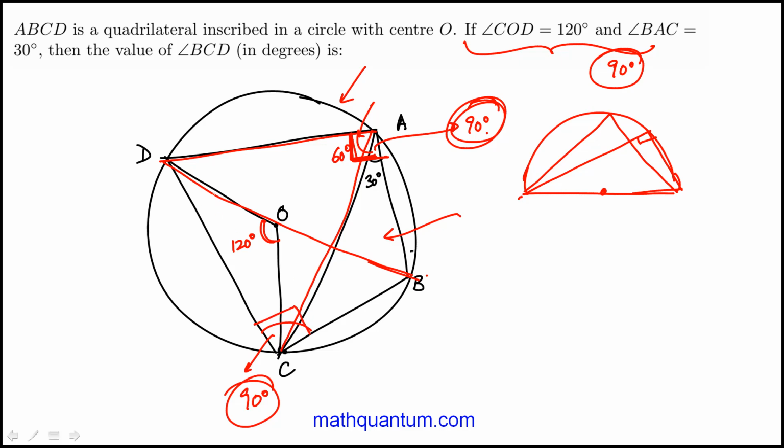Essentially, we have two right triangles where BD becomes the diameter. So you can also use this method. Either way, the answer is 90.